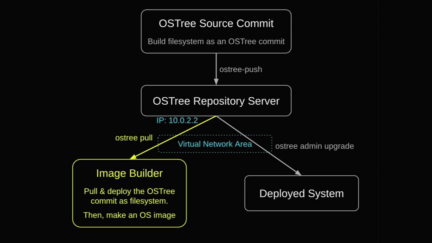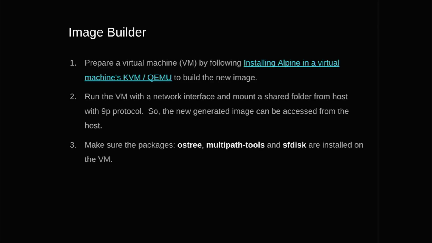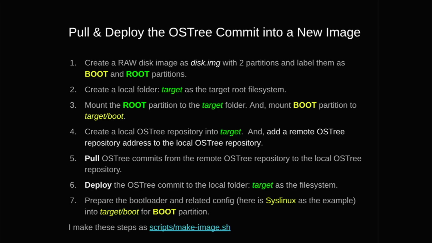Now let's talk about the image builder to build the image. I use a virtual machine as the build environment, and it's an Alpine VM, of course. The environment installs the OSTree, multipath tools and sfdisk packages. The idea is, the first step, create a raw disk image with 2 partitions and label them as the boot and the root partitions. And then create a target folder, which is going to be mounted for the root. And the boot partition will be mounted to the target boot.